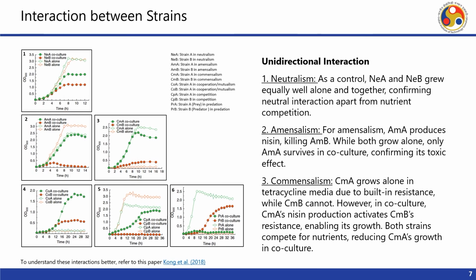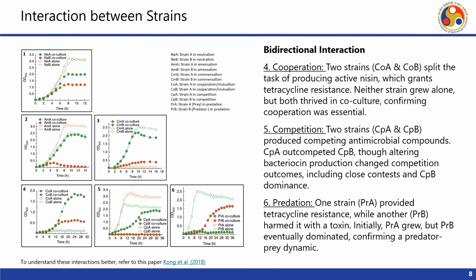In the case of amensalism, in number 2, you can see AMA produces nisin, killing AMB, while both grow alone. Only AMA survives in co-culture, confirming its toxic effect. Then comes the third relationship, commensalism. Here you can see CMA grows alone in tetracycline media due to built-in resistance, while CMB cannot. However, in co-culture, CMA's nisin production activates CMB's resistance, enabling its growth. Both strains compete for nutrients, reducing CMA's growth in co-culture.